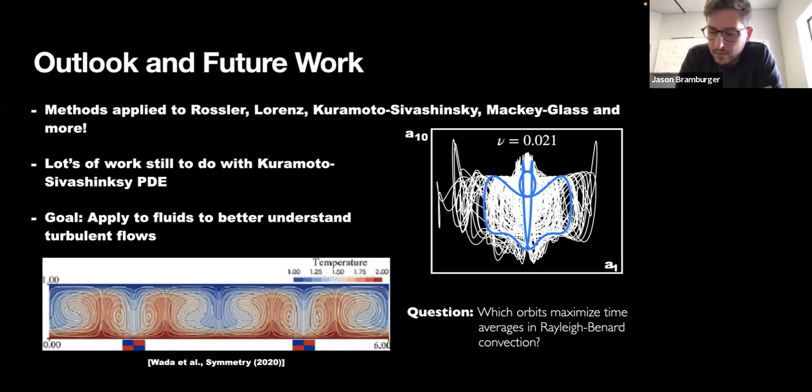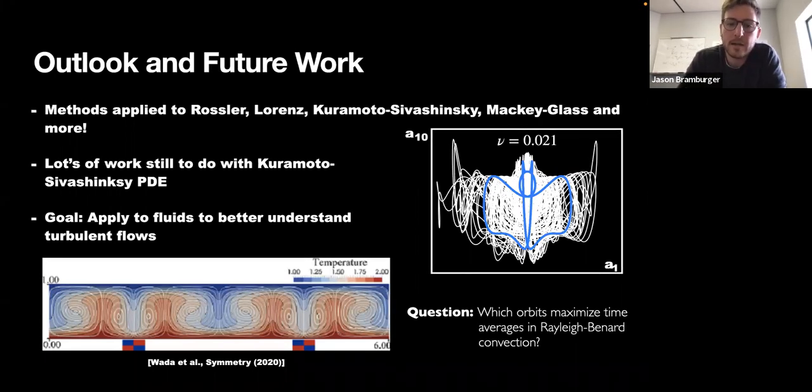In particular, one question that I would love to be able to answer comes from my previous advisor, David Goluskin, who is a researcher in Rayleigh-Bénard convection, where there are a number of conjectures about which orbits maximize heat transport. For example, many people think it's probably going to be the steady state solutions, but it could potentially be these unstable periodic orbits.